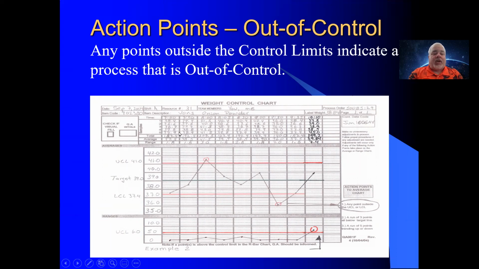So you've got the time, the weights of the bottles, the total weight, the average. You take the total divided by 5, you get the average. And then the range, where you take the high, the biggest weight, minus the low, the lowest weight, and you get your range. All right. So the average and the range, these 2 at the bottom of each column, are the numbers that we plot.